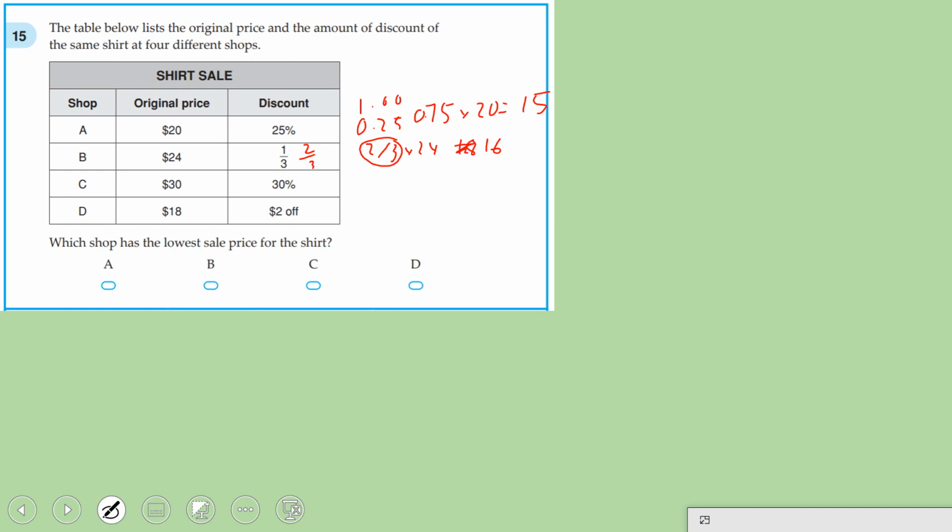Next one, discount is 30%. So again, 100% take 30% is 70%. 70% as a decimal is 0.7. 0.7 times 30 will tell us our discounted price. 7 times 3 is 21. And it's the same sort of thing that we're looking at here.